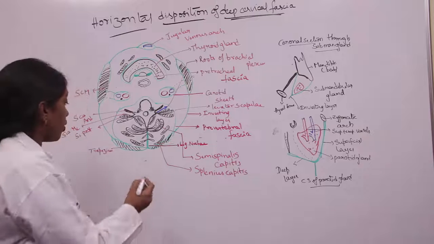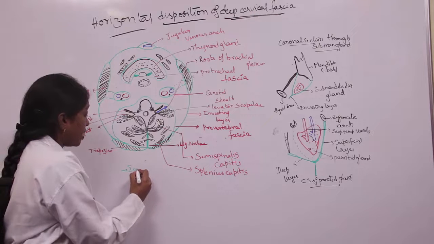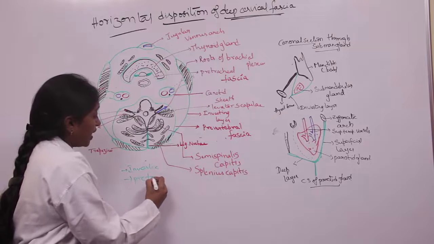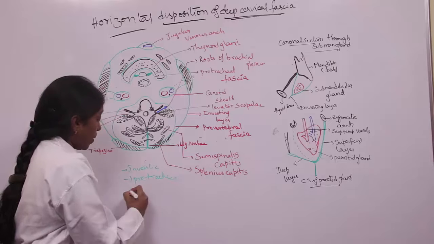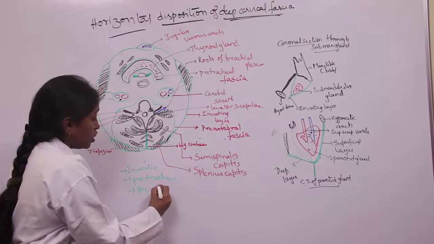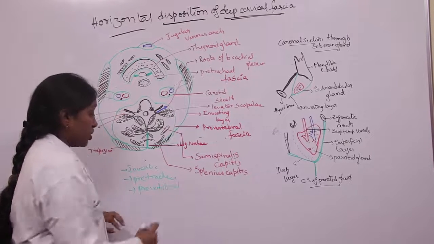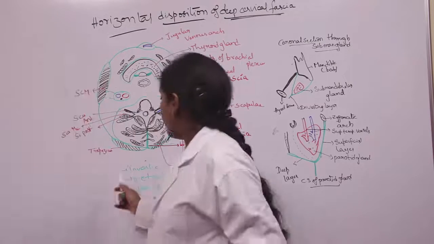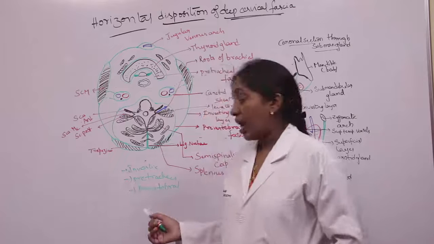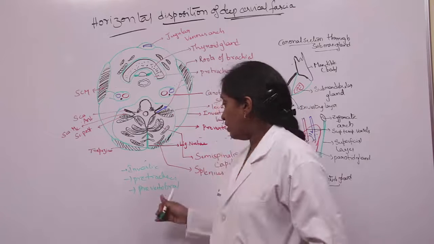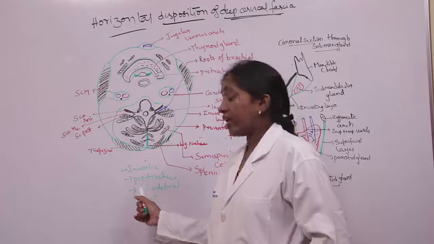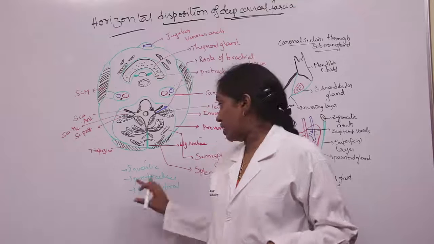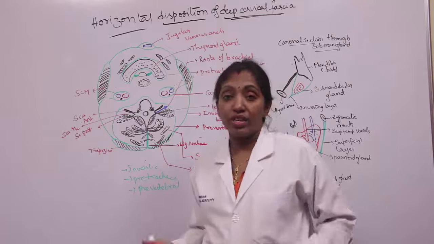One is the investing layer of deep cervical fascia, the second one is the pretracheal layer, and the third one is the prevertebral layer. And the space between the pretracheal layer and prevertebral layer forms the visceral compartment, which these two layers surround, the viscera of the neck.